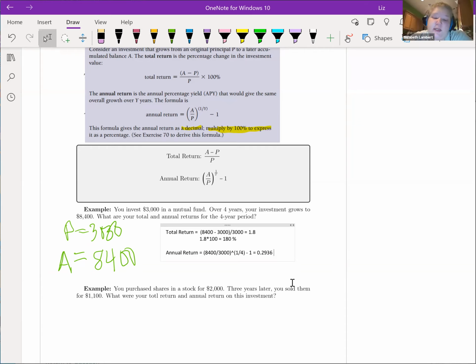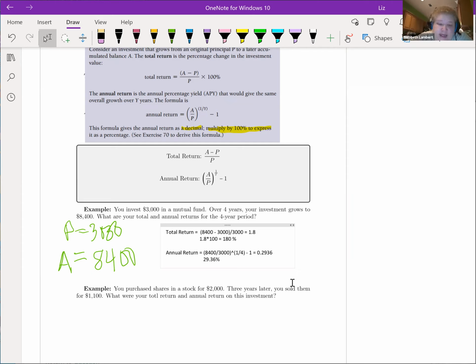So I have whatever that comes out to, and then I'm supposed to subtract 1 from that. So we have 0.2936. That is the decimal. So the percent would be 29.36%. And that is the yearly increase, annual return, roughly. All right. So there's how we crunch those two numbers.